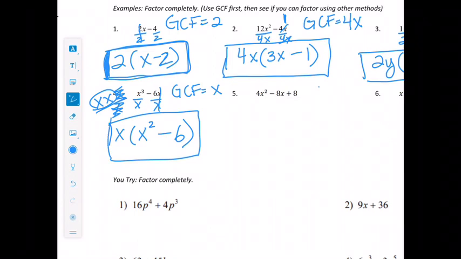Number 5, your GCF is going to be 4. Put the 4 out in front. Divide each of these terms by 4. 4 divided by 4 is 1. So this is just x squared minus 2x plus 2.